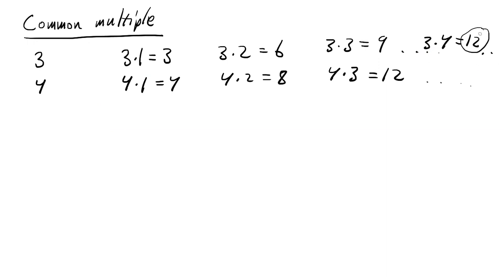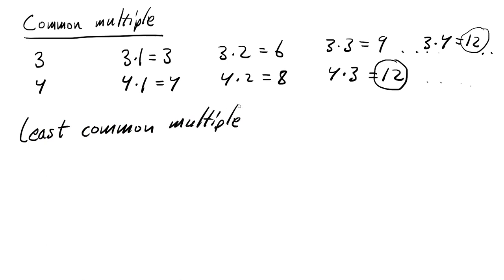Here is the first one. So they have 12 in common as a multiple. But also, for example, 24, or 36, or 48, and so on. So there are infinitely many. But we can talk about the least common multiple: the smallest number. What is the smallest common multiple? We see that it's 12 in this case. So the least common multiple of 3 and 4 is 12.